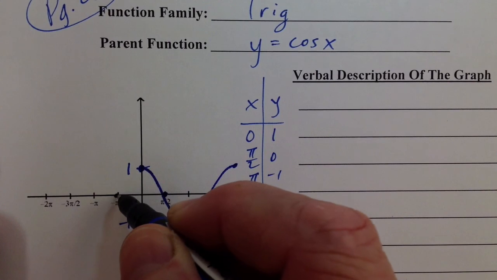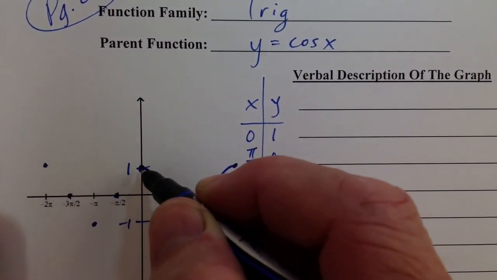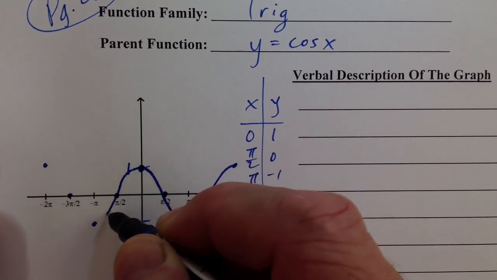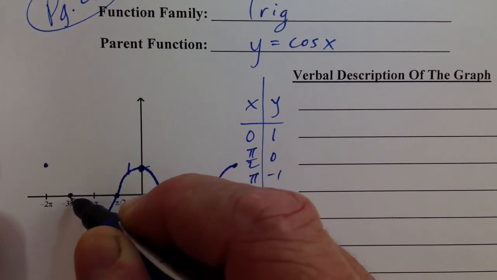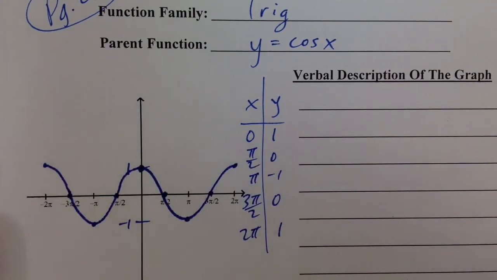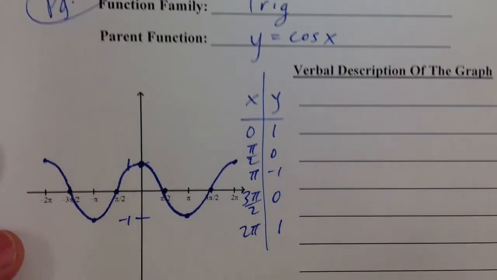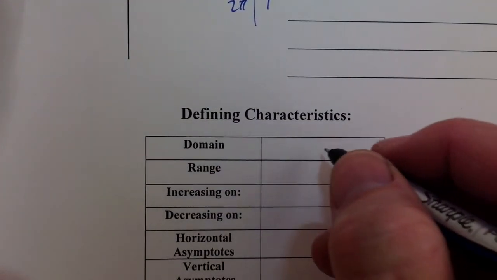And we do the same thing here, negative pi over 2, negative pi, negative 3 pi over 2, negative 2 pi. Let's see if I can do this a little bit better. You've got to kind of go through there and then start turning. Okay, so there's the cosine graph from negative 2 pi all the way to 2 pi. The domain again is all real numbers.